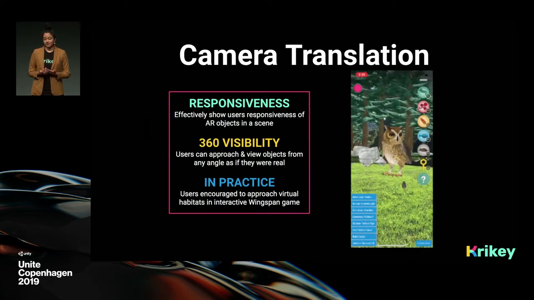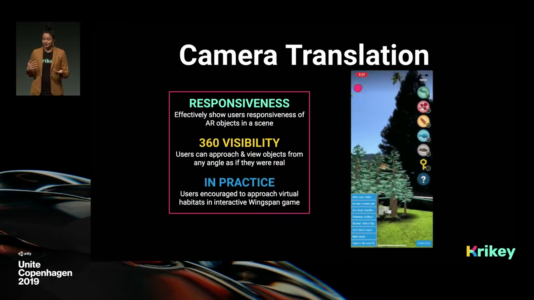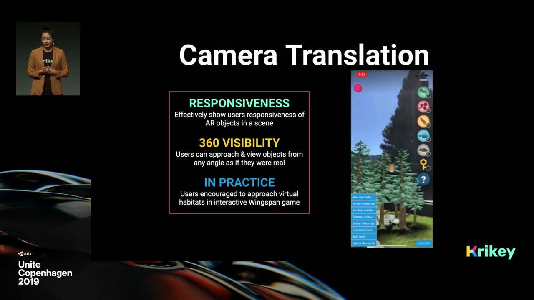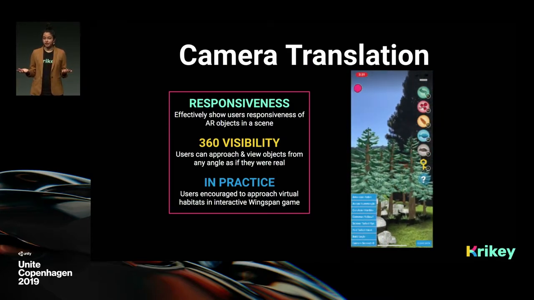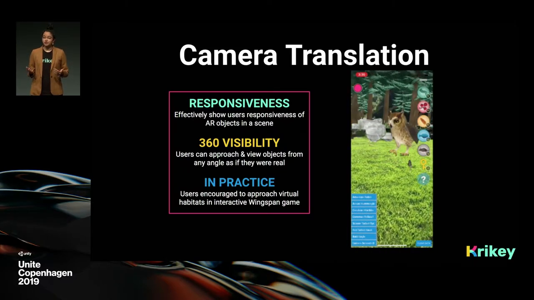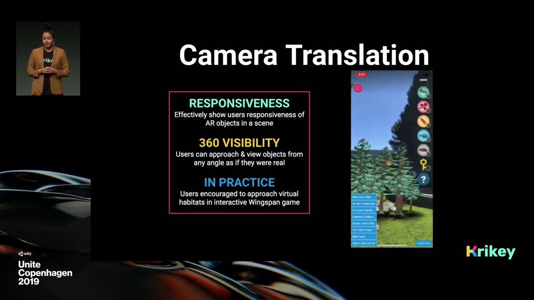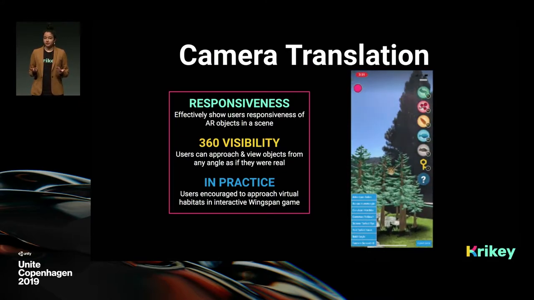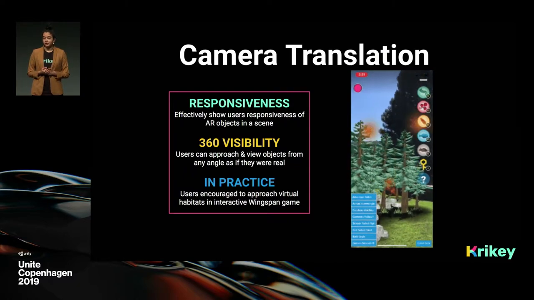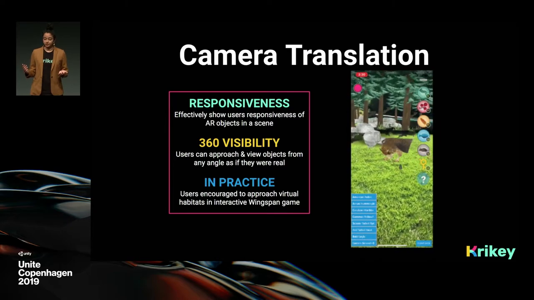And then finally, camera translation. What you can see in the video at right is a user walking closer to an eastern screech owl in the game of Wingspan, and the object does get larger and closer as the user approaches it. This illustrates the responsiveness of camera translation, which suggests to users that virtual objects are actually rooted in their physical world context. It also tells users that they have 360 degrees of visibility inside the AR experience, meaning that they can approach and view objects from any angle as though they're actually there.